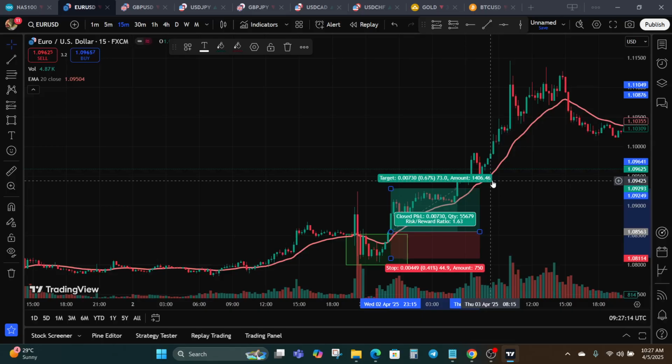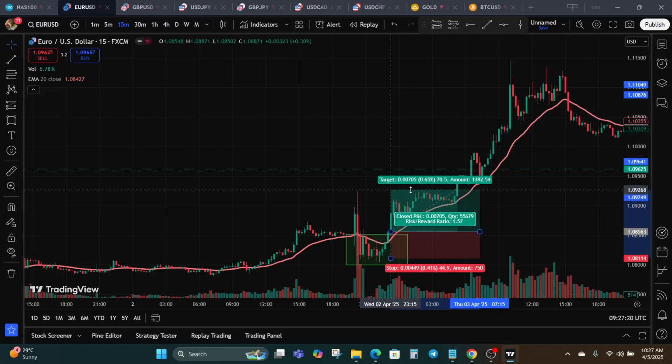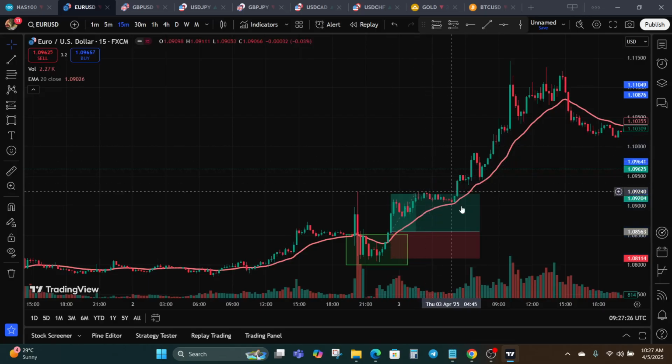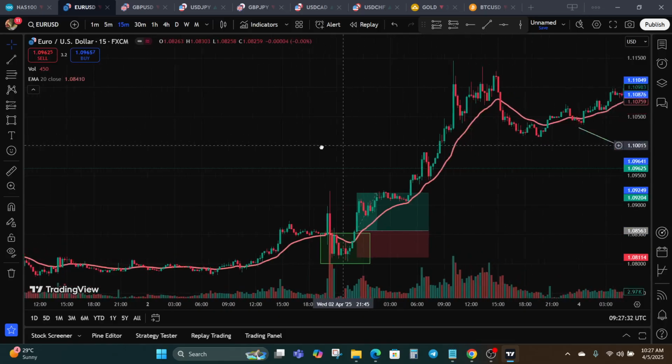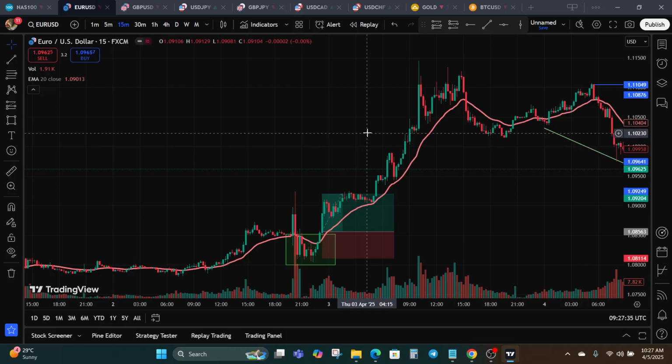Then as for your exit, you look for 1:1 or 1:1.5 for your risk to reward ratio. Between 1:1 and 1:1.5 is okay for scalping, even though 1:1 is not exactly recommended. If you can get 1.5 or 2x, then that's even much better.